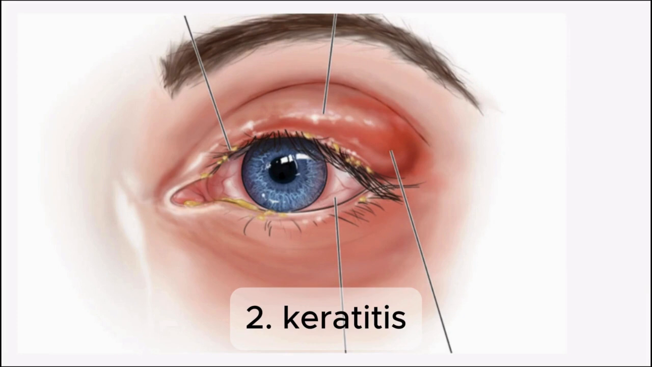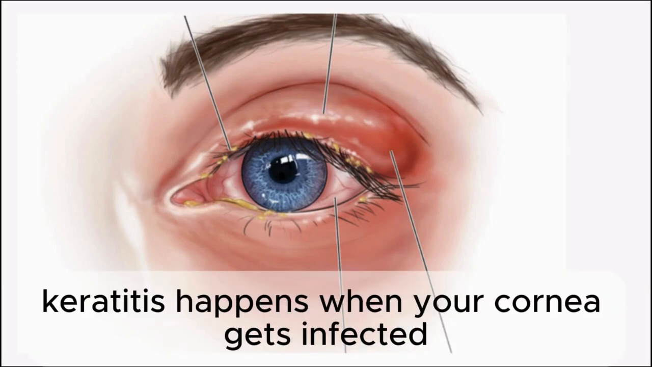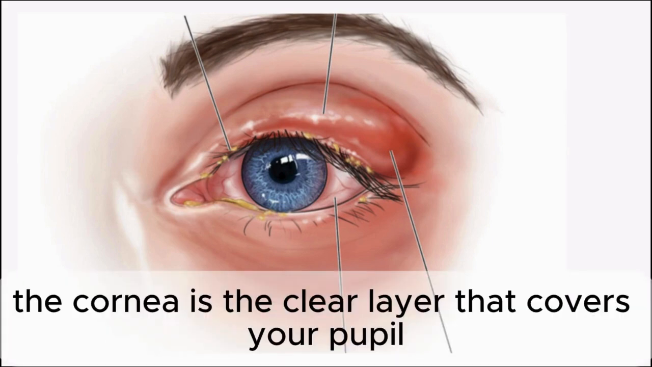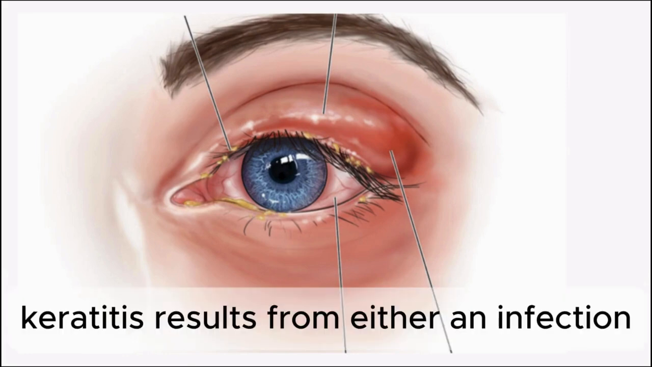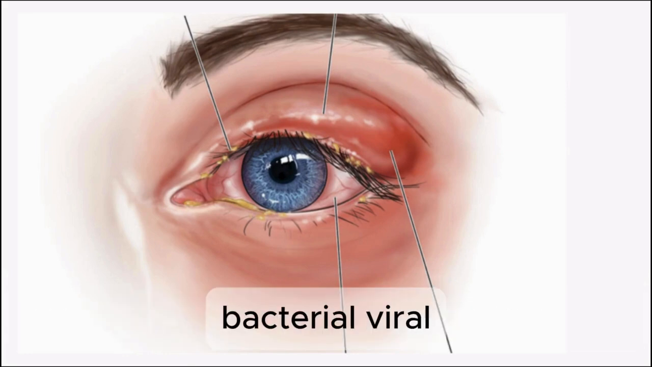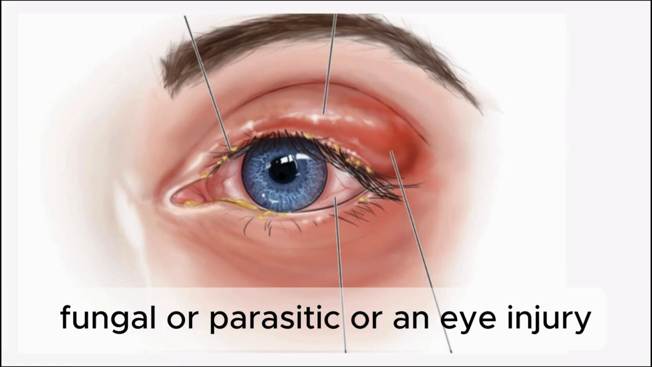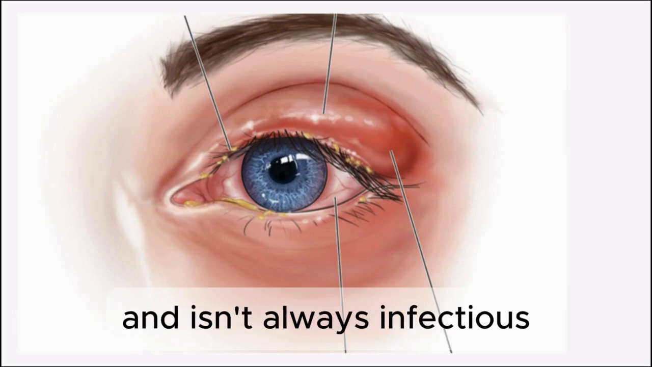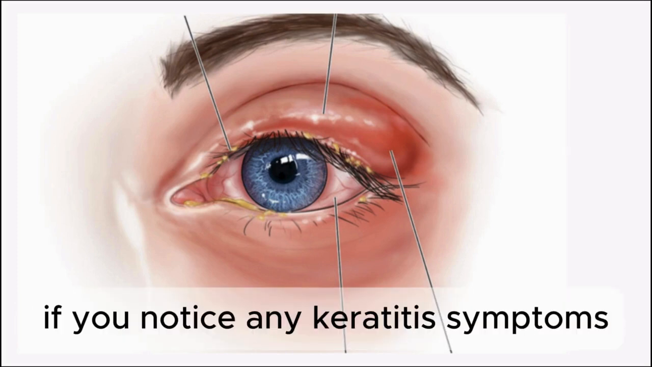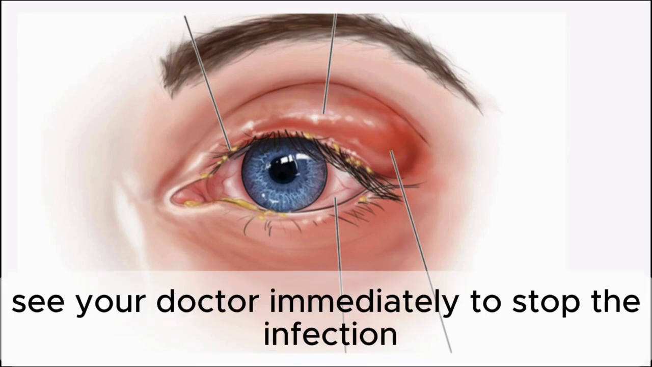2. Keratitis. Infectious keratitis happens when your cornea gets infected. The cornea is the clear layer that covers your pupil and iris. Keratitis results from either an infection, bacterial, viral, fungal, or parasitic, or an eye injury. Keratitis means swelling of the cornea and isn't always infectious. If you notice any keratitis symptoms, see your doctor immediately to stop the infection.